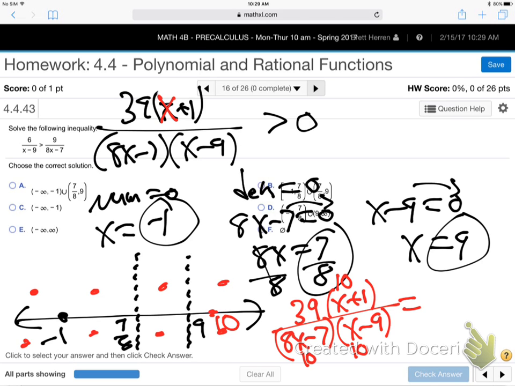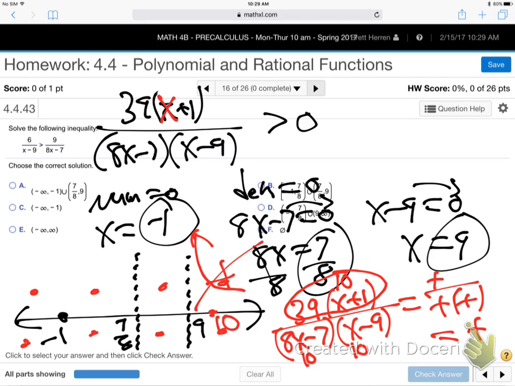Can you just do signs? Just do sign, plus or minus. Is the top plus or minus? Plus. I don't care plus what. It's just plus, because 10 plus 1 is 11. That's positive times 39. Positive, positive, positive. What about here? 8 times 10, 80, minus 7 is positive. And 10 minus 9, positive. So it's positive over positive times positive. So it's positive, so the graph must be up there. I don't know exactly how, but it's probably doing something like that. Whatever. All I care is it's positive off to the right.